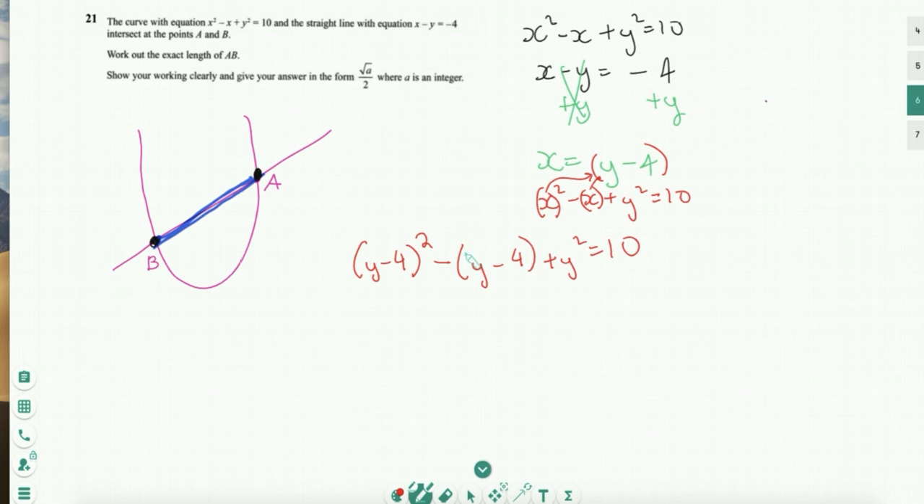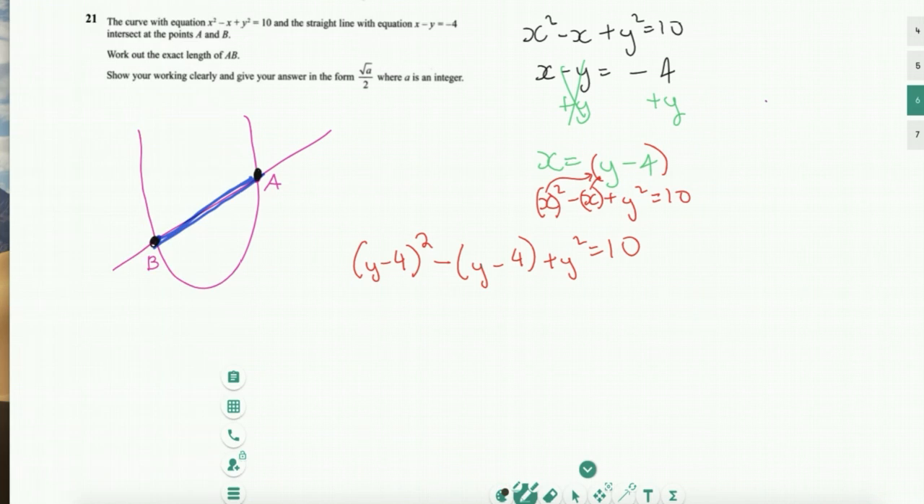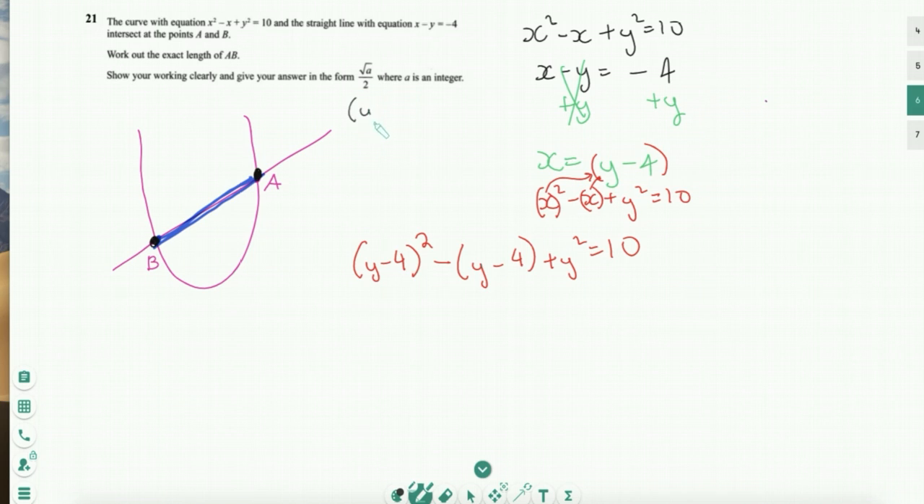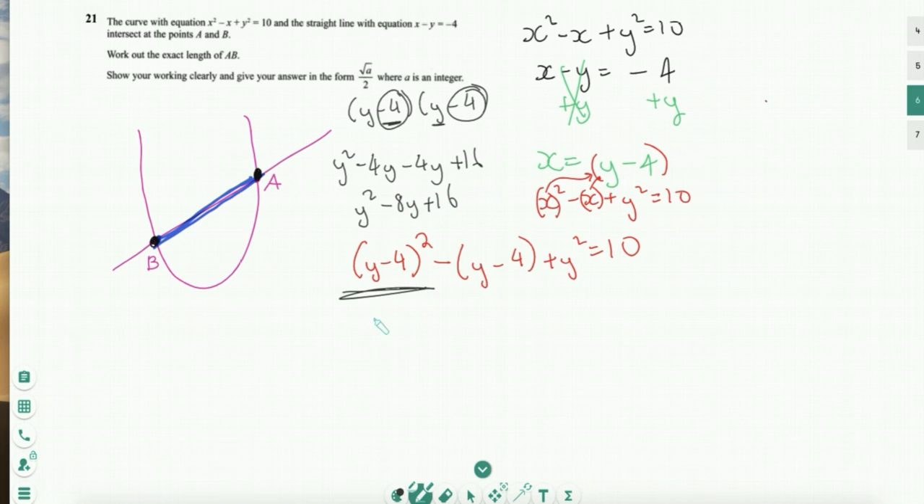All right, then I see some brackets. Best to expand that. Y minus 4 squared means y minus 4 times y minus 4. So let's expand the brackets up here. Y times y is y squared. First, outside terms, y times negative 4 is negative 4y. Inside terms, minus 4 times y is minus 4y. And last terms, minus 4 times minus 4 is positive 16. So if we combine the like terms, y squared minus 4y minus 4y is minus 8y plus 16. So this whole thing gets simplified to y squared minus 8y plus 16.